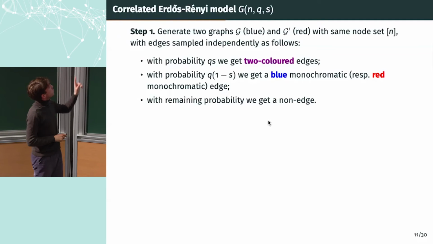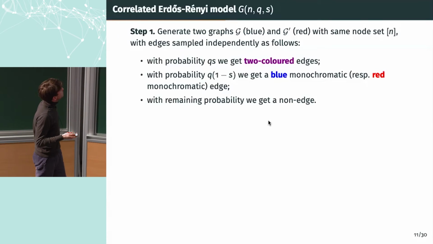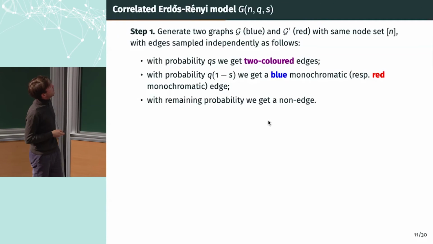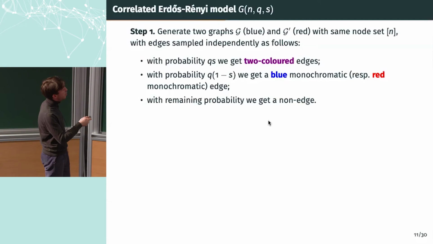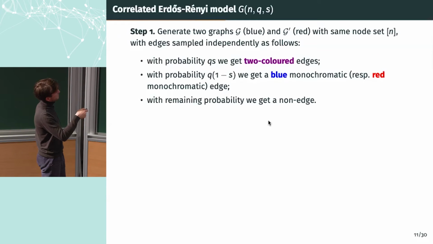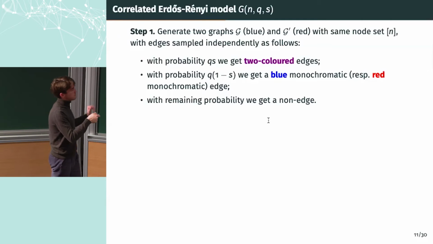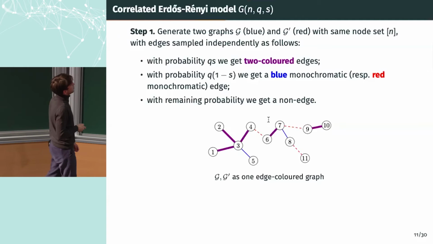Okay? So that's the model here. We generate the two graphs with the same node set independently. Every edge is either two-colored with probability q times s. I will describe the parameters next. And with probability q times 1 minus s, we get only a blue edge. And with the same probability, we get only a red edge. And with the remaining probability, there's a non-edge. So here is what it can look like.